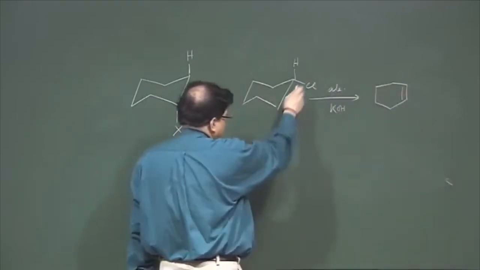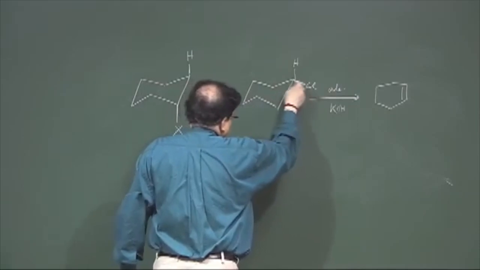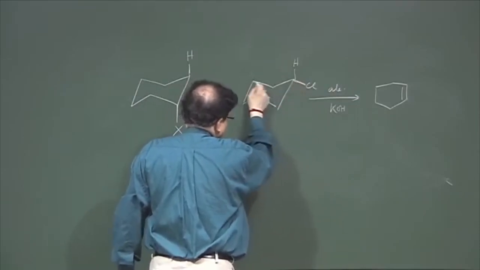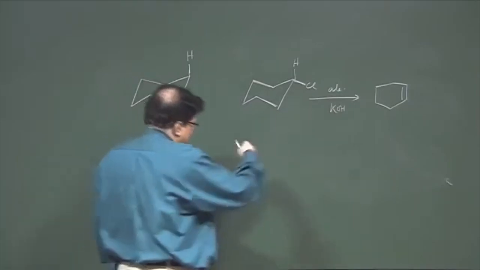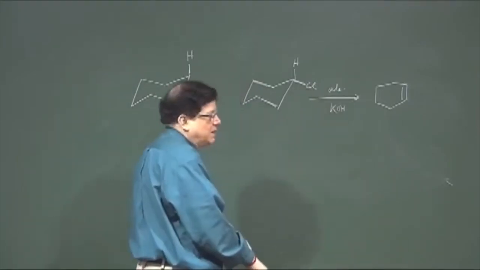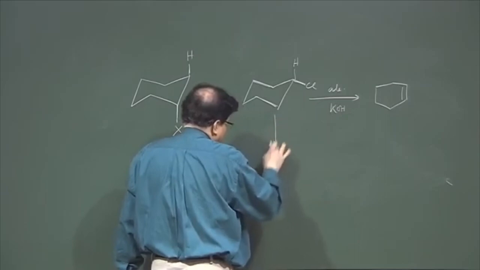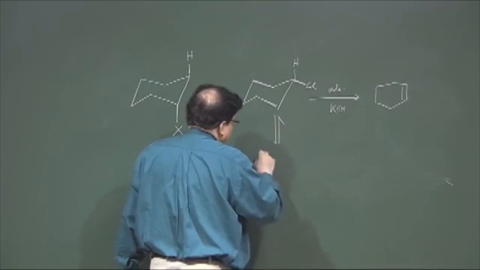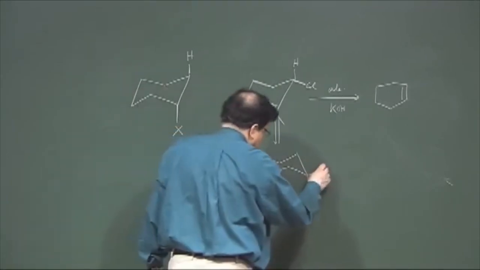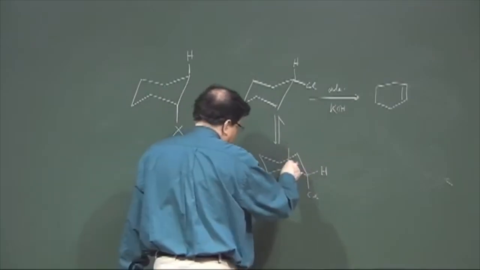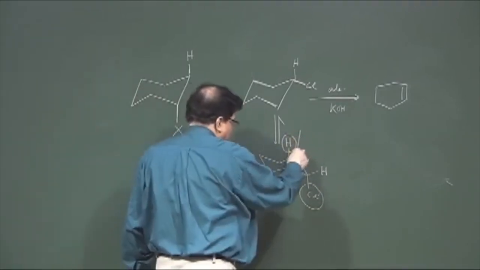Why forcing conditions? Because in this equatorial position, there is no hydrogen which is anti to this chlorine. The anti bonds that are present are the C-C bonds. But here the hydrogen has to be lost, so the hydrogen has to be anti. In other words, the chlorine occupies the equatorial position, so there cannot be any anti hydrogen. It has to be diaxial. If you force it, the conformation can flip and the chlorine can go into the axial position. That requires a little energy, and under forcing conditions you get this diaxial arrangement. In fact, you have two hydrogens which are diaxial to this chlorine.